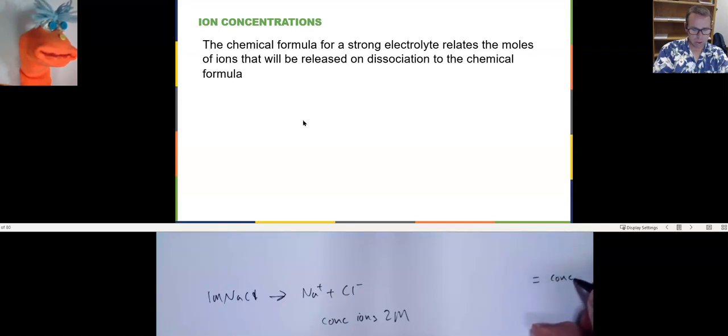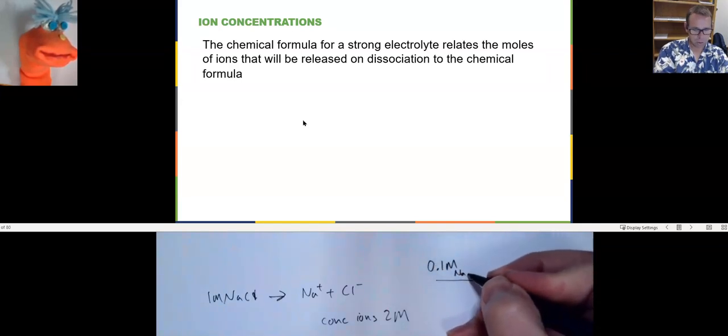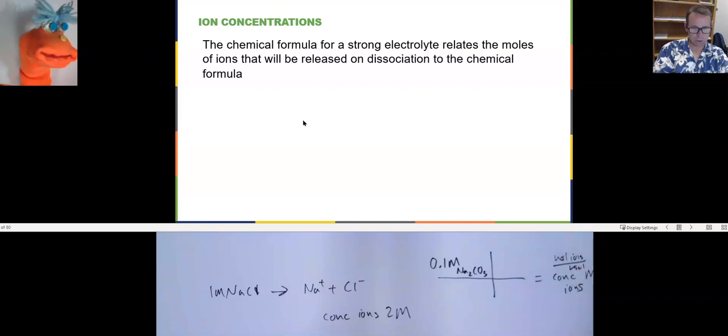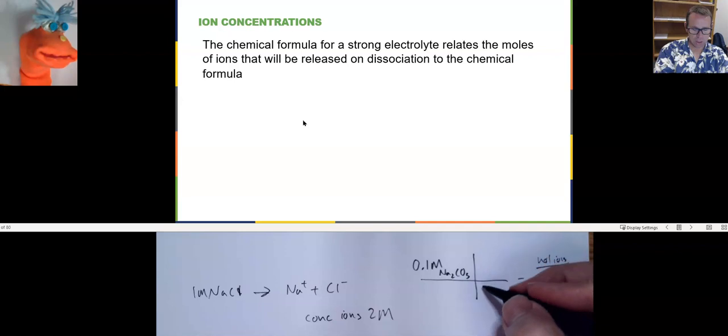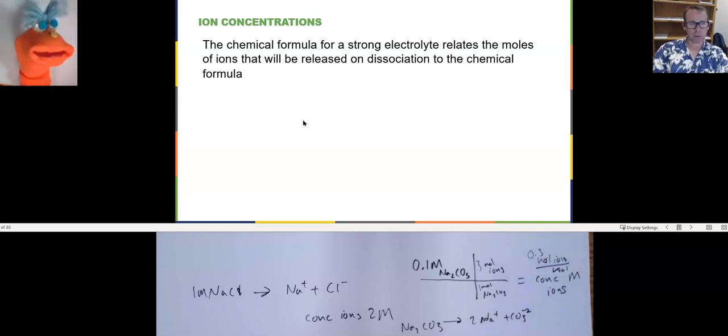So if I made a 1 molar sodium chloride solution, that sodium chloride dissociates into sodium ions and chloride ions, right? And the concentration of ions would be 2 molar, right? Now let's say I have a 0.1 molar sodium carbonate solution. I need to know the concentration of ions. That's in molarity, so that's moles of ions for every liter of solution, right? What I can do here is relate the moles of Na2CO3 to moles of ions. For every Na2CO3 that goes into solution, I get 2 moles of sodium ions and a carbonate ion. So that's 3 moles of ions for every 1 mole of sodium carbonate. So the answer here would be 0.3. See how that works? I think I follow that.